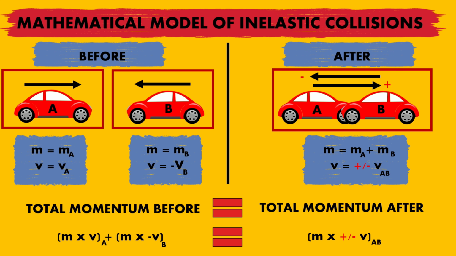Over here, we are seeing the same approach, however the model is modified a little bit to cater for the fact that one body is moving in the opposite direction to the other. As a result, the velocity of body B before collision has a negative sign. After collision, the common velocity can either be positive or negative, depending on the direction in which both bodies move together. To the right, we assign a positive, and to the left, we assign a negative velocity.